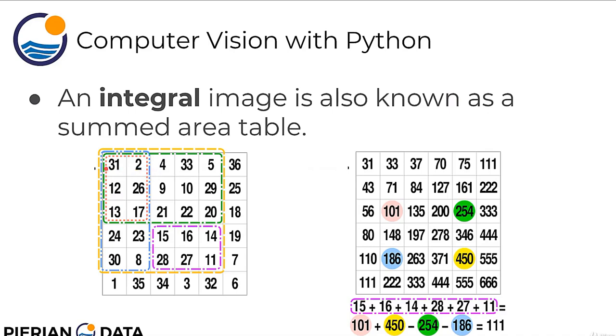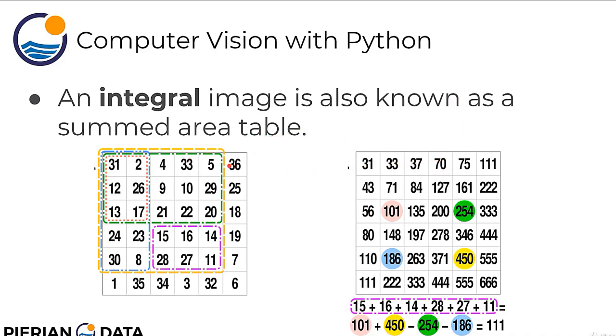So for example, I have 31 here, so I have 31 here. Then my next value is 33, which is just the sum of 31 plus 2. Then if I want to keep going, then I add 4 to that. So 33 plus 4 is then 37. If I add 33 to 37, then I get 70, and so on.